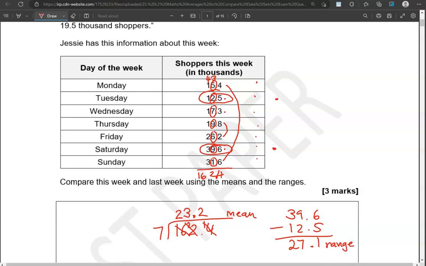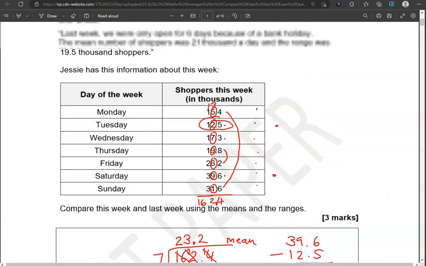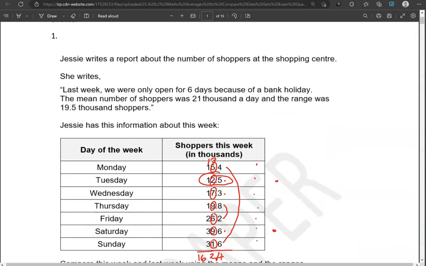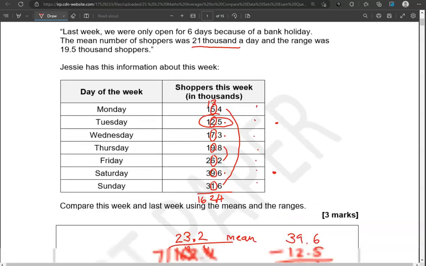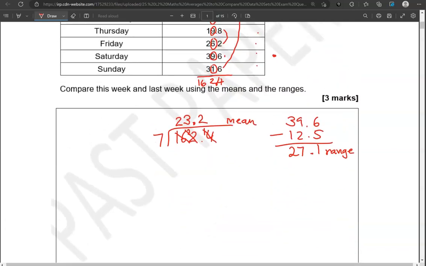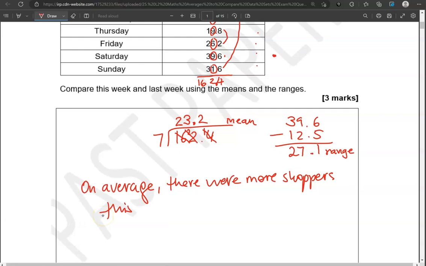27.1 thousand, that is. So comparing the means, we've got 23.2 for this week, and for last week it was 21,000. So it's higher this week. So we're going to say, on average, there were more shoppers this week than last week.